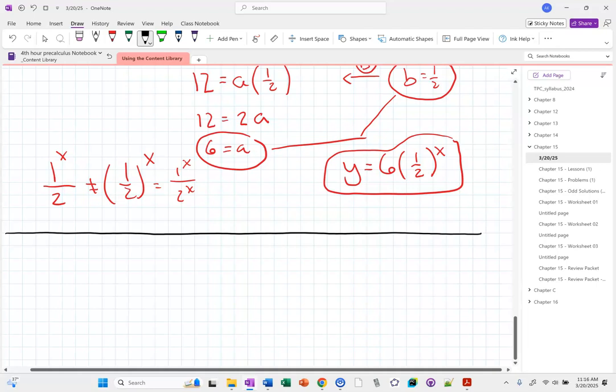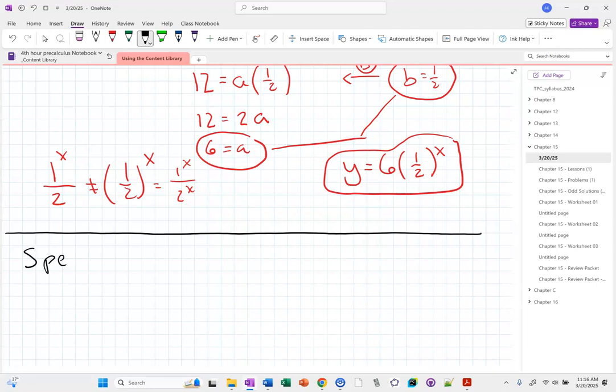Now, there is a special value for b. That special value for b is this irrational number, 2.78128, and so on. That's a number that we can't write as a fraction. It never terminates, goes on forever, and there's no repeating pattern to it. It's kind of like the number pi, where we give it a special name. We're going to call it e.